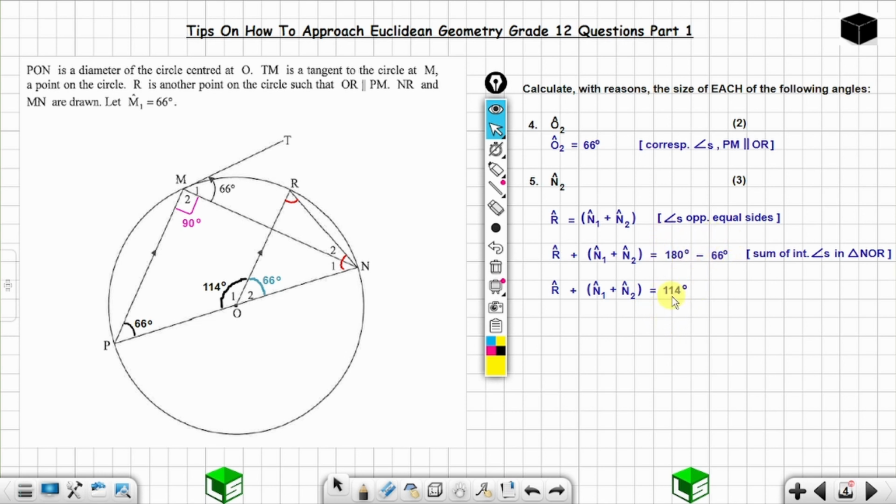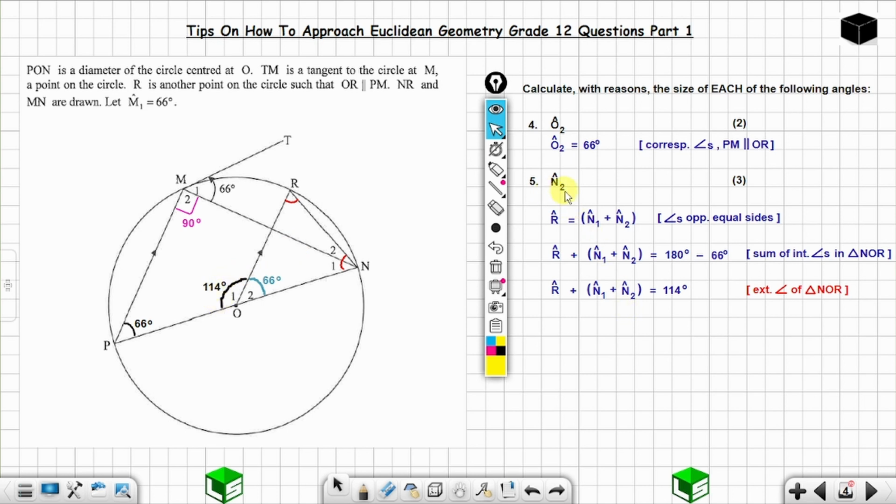You can also write the reason like this. Instead of writing the reason like this, you can write the reason like this. This exterior angle, exterior meaning outside, which is outside of this triangle, is equal to the sum of the two opposite angles. Now we are looking for N2.